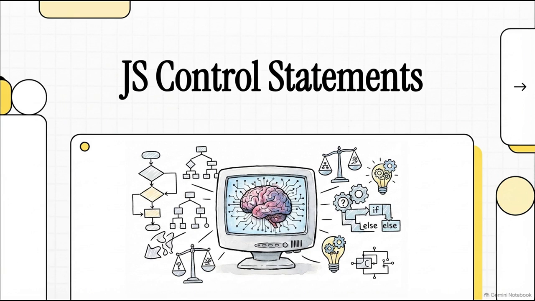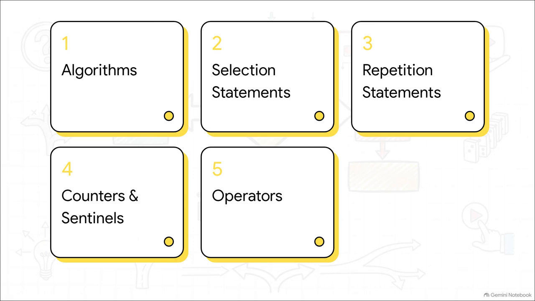These are literally the fundamental building blocks of all logic and coding, and we're going to learn exactly how you can transform a machine into something that actually evaluates information and thinks for itself. Here is our game plan for today. First, an intro to algorithms. Then, making choices with selection statements, followed by looping logic with repetition statements, counters and sentinel values, and finally some coding shortcuts using operators. Let's get right into it.